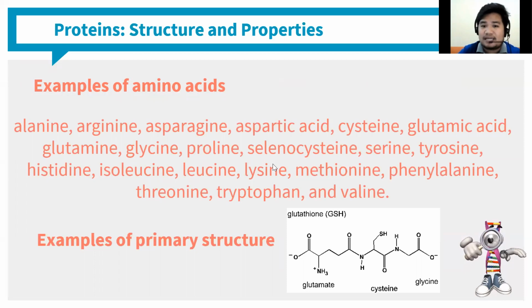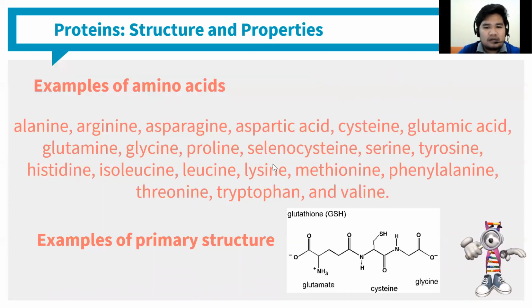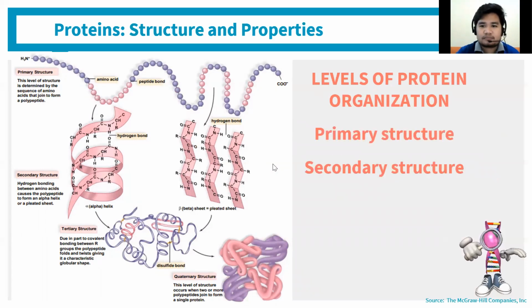Okay, supplement. Glutathione supplement. Okay, so etong glutathione na ito, meron siyang primary structure, meaning yung glutamate, cysteine, and glycine na mga amino acid niya, nakahilera lang siya. Linear na nakahilera. Kaya meron siyang primary structure. Next is yung secondary structure.